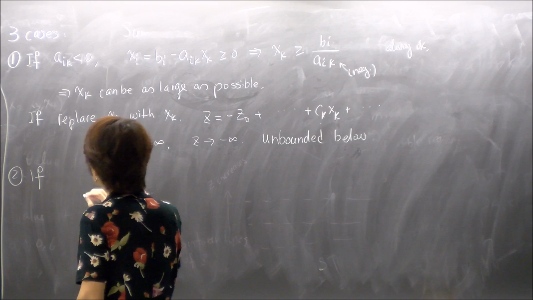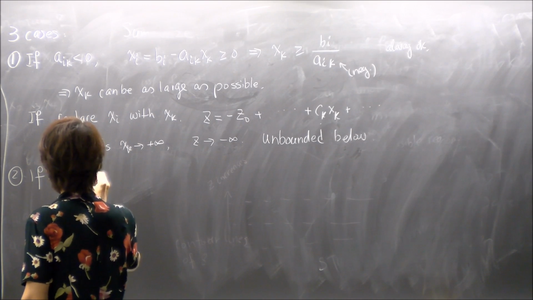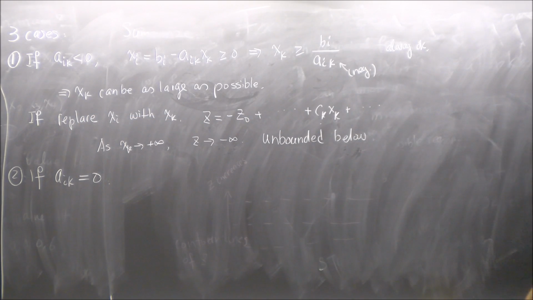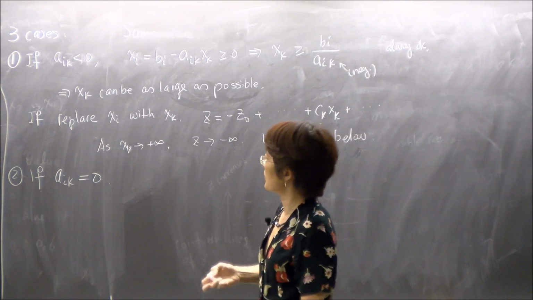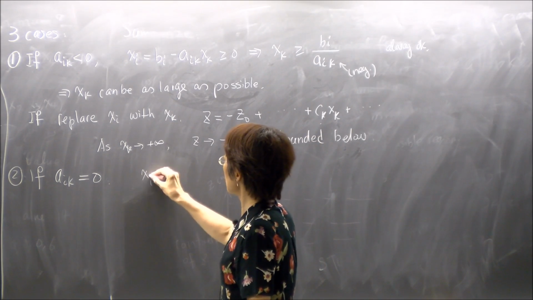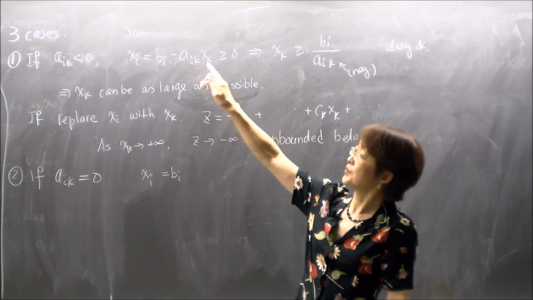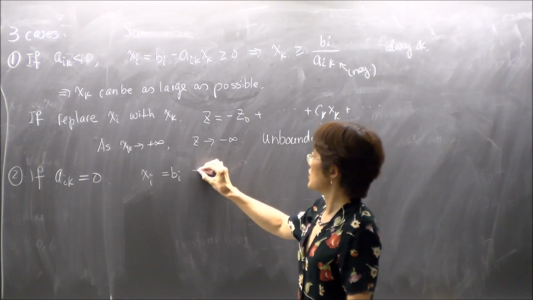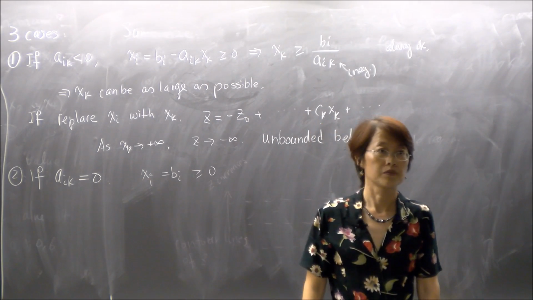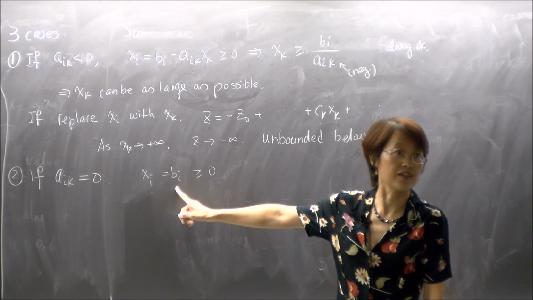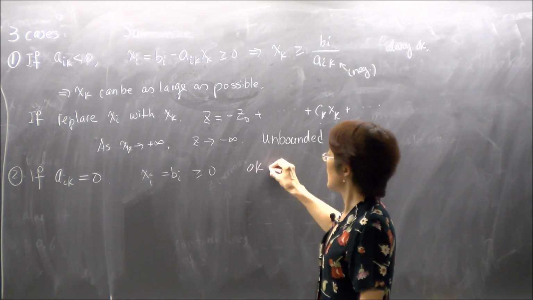Let's say this a_ik is exactly equal to 0. Okay, so what equation do I have? So a_ik equal to 0, so that equation becomes x_i will equal b_i. Is that right? This term is 0. And I want this to be bigger than 0. It's always satisfied, isn't it? Because all the b_i's are non-negative, right? So this is always okay.